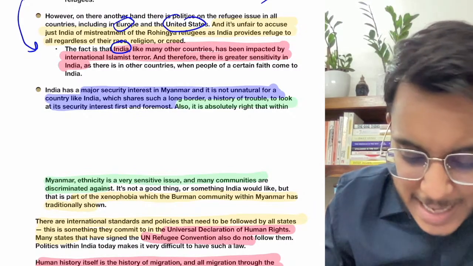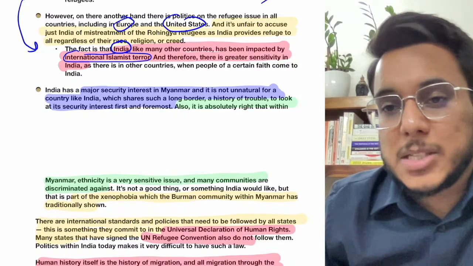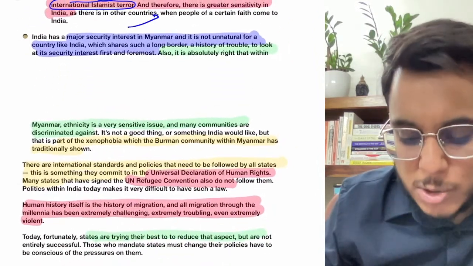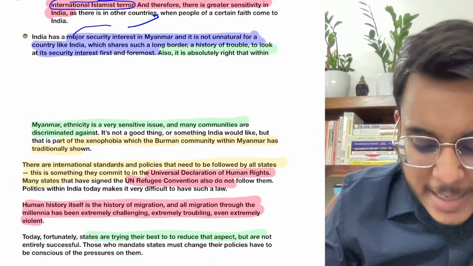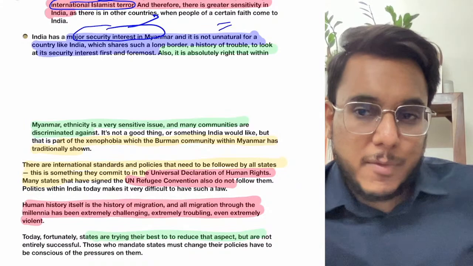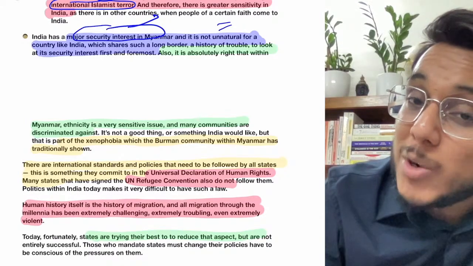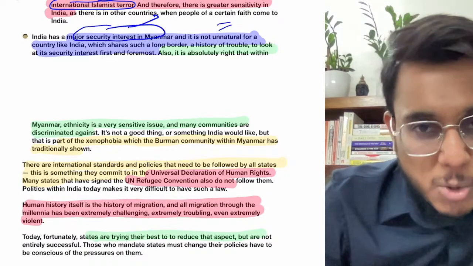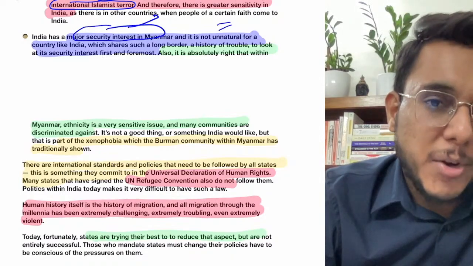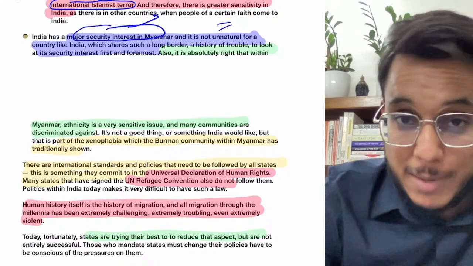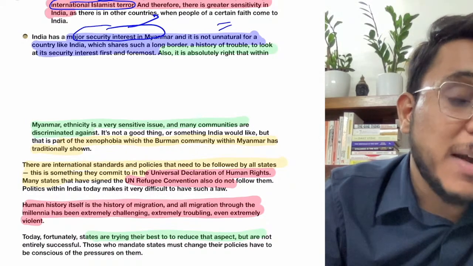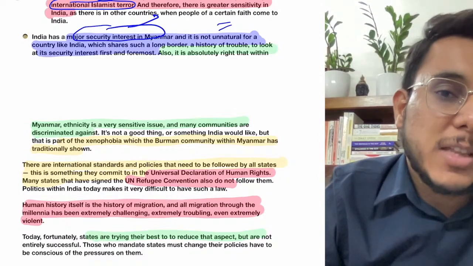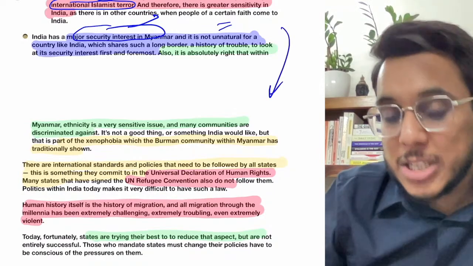Why? Because guys, India has always been impacted by international Islamist terrorism. So therefore, India has acted like this. Moreover, India also faces a threat. India has a major security interest in Myanmar, and because we have a very important relation with Myanmar, we cannot outrightly go and oppose Myanmar, saying that whatever you are doing is wrong. Because guys, understand this: right now in Myanmar there is a military. If we become too tough against the government of Myanmar, the military might be inclined towards China, and China might use Myanmar. Guys, we have a very long boundary with Myanmar, so that might be used by China against India.